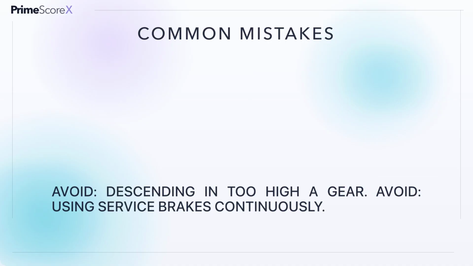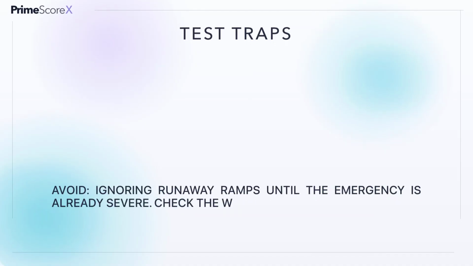A common mistake is descending in too high a gear. Another mistake is using service brakes continuously. Both mistakes come from studying too loosely. The fix is to slow down during review and force every answer to connect to a clear rule or safety principle. Another trap is ignoring runaway ramps until the emergency is already severe.